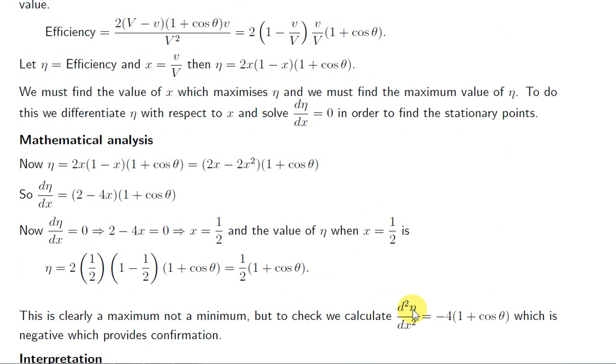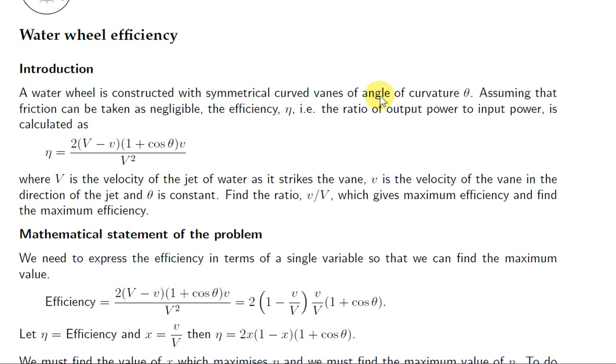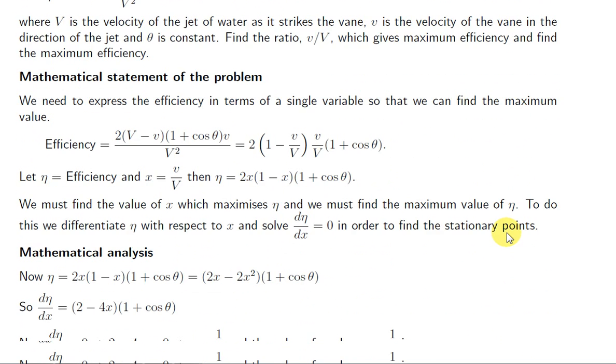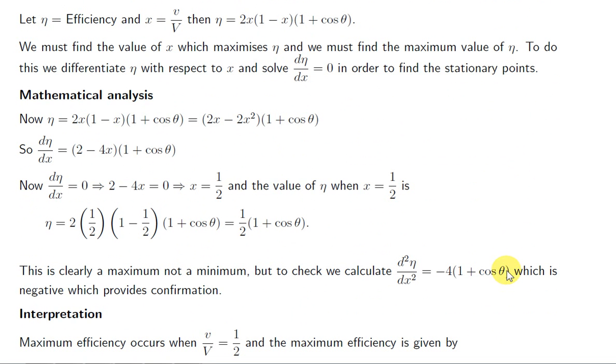And we can confirm that by taking the second derivative. So if we differentiate this a second time with respect to x, well, the 2 just goes out. If we differentiate this term, we get minus 4 into the constant 1 plus cos theta. Now we're assuming here that theta is some acute angle. So the cos of theta is positive. That means that all of this quantity here will be negative.